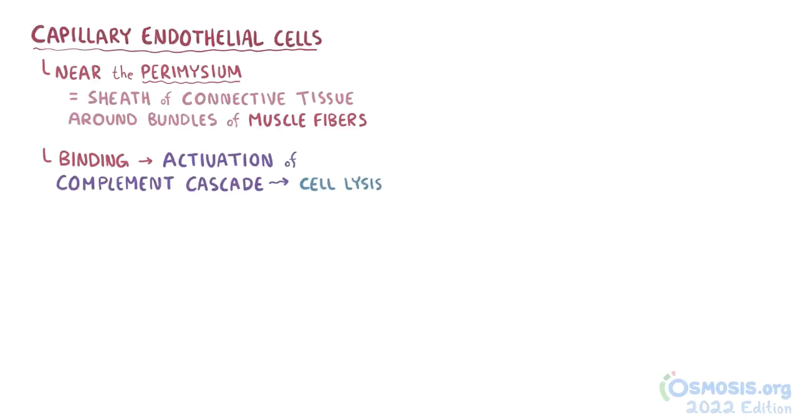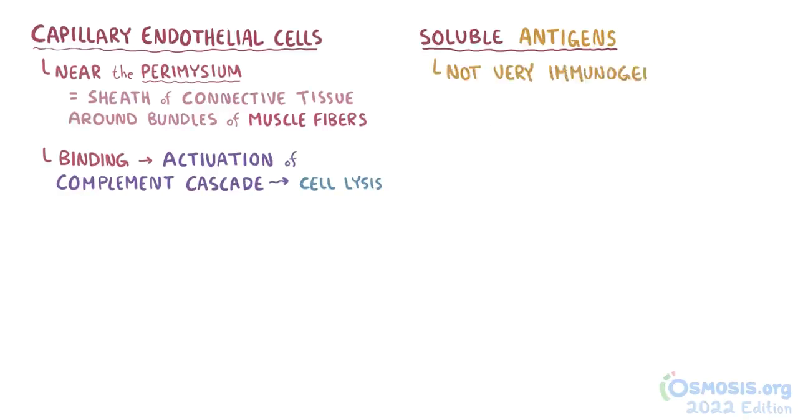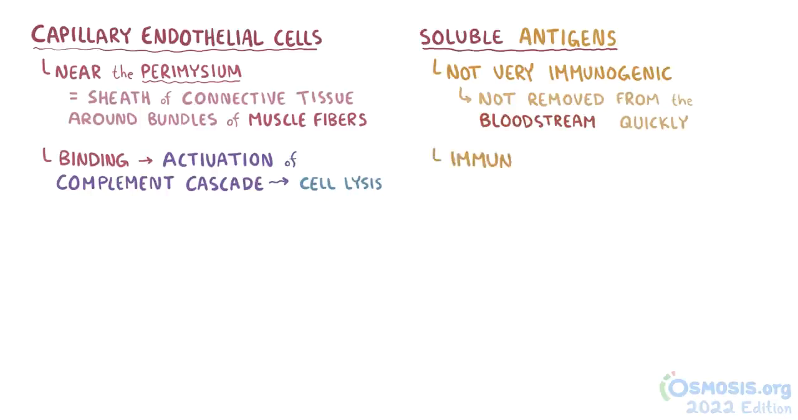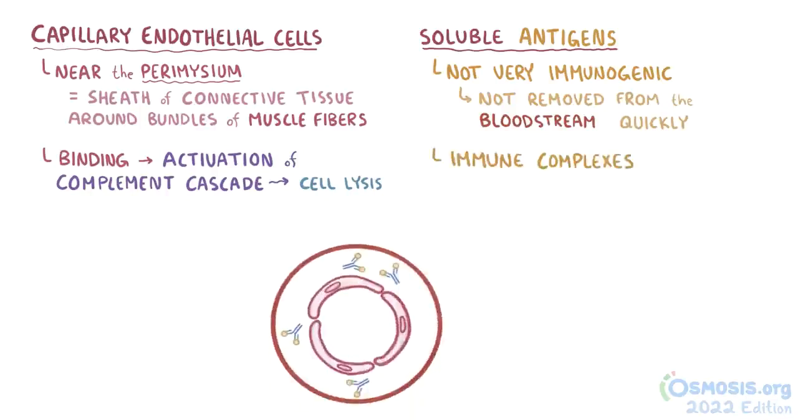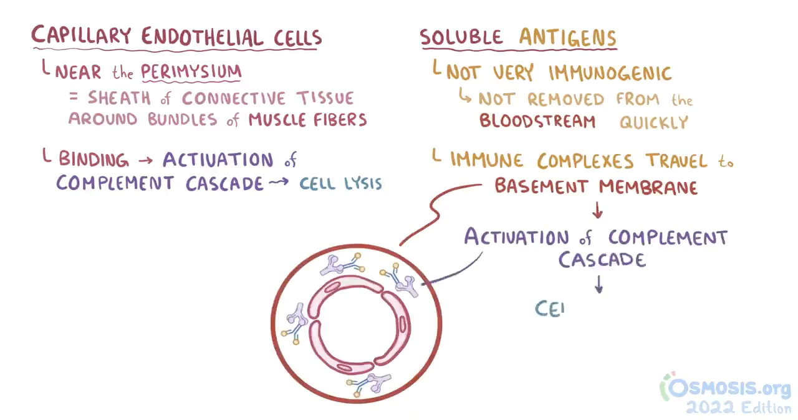In addition, autoantibodies also bind to small soluble antigens, like nuclear proteins that get released from damaged cells, and form antigen-antibody complexes. Small antigen-antibody complexes are not very immunogenic, meaning that they don't end up getting removed from the bloodstream very quickly. As a result, these immune complexes float around in the blood longer and make their way to the basement membrane of various blood vessel walls, once again activating complement and causing further damage.